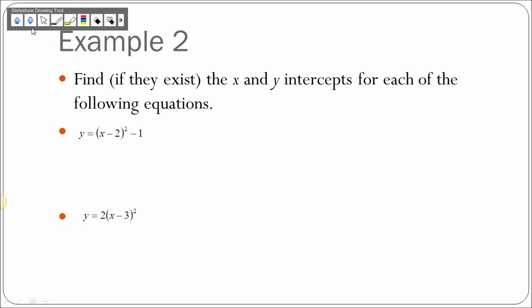Example number 2. Find, if they exist, the x and y intercepts for each of the following questions. Now remember, the x and y intercepts are a little bit different. We're not finding the turning point anymore. We're finding where this parabola crosses either the x-axis or the y-axis. Now if you remember back to linear equations, the intercepts can be found by setting the other axis to 0.